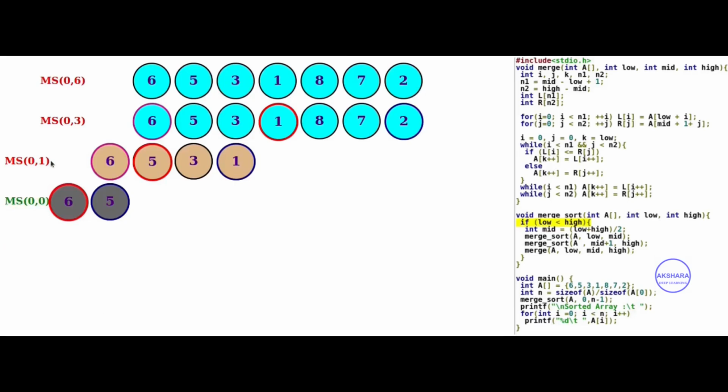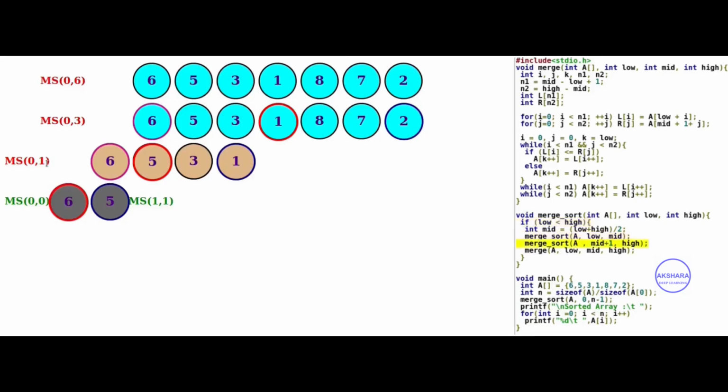Again control will be returned to this method function. Within that recursive call, this first statement is completed. So now the second statement, method of mid plus 1 to high, will be called. Here low and upper bound are both 1, so this if condition will fail. So this function will also be terminated, and control will be returned to its calling function, method of 0, 1.